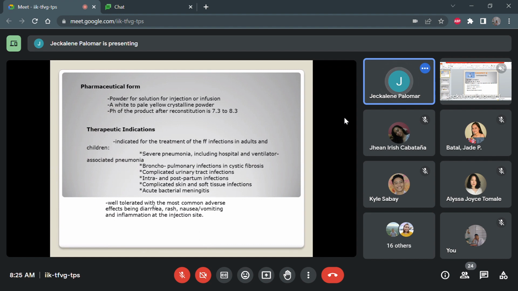So the therapeutic indications. It is indicated for the treatment of the following infections in adults and children: severe pneumonia, including hospital-acquired and VAP, ventilator-associated pneumonia, bronchopulmonary infections in cystic fibrosis, complicated urinary tract infections, intra-abdominal and postpartum infections, complicated skin and soft tissue infections, and acute bacterial meningitis. Well tolerated, with the most common adverse effects being diarrhea, rash, nausea, vomiting, and inflammation at the injection site.